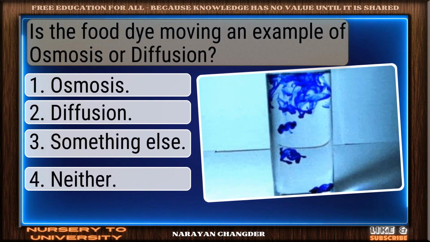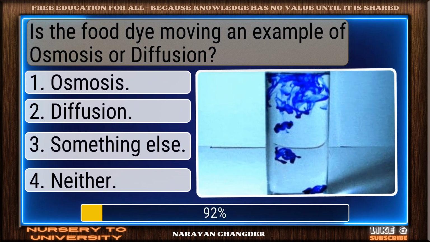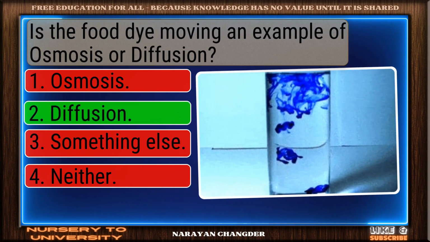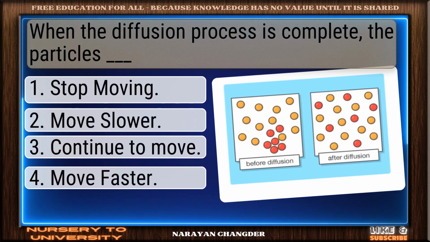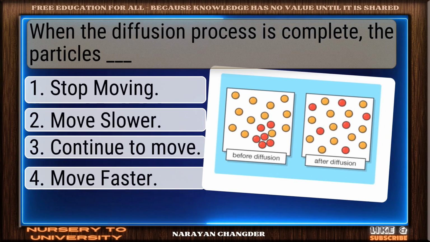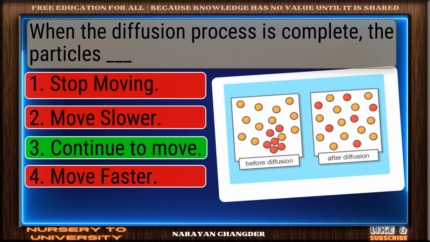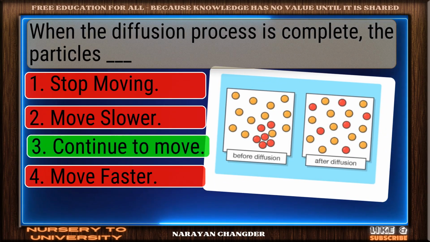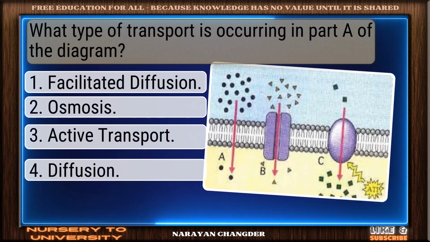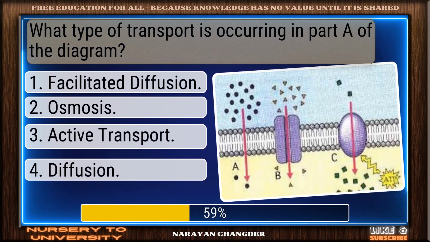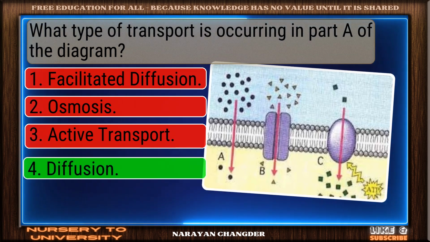Is the food dye moving an example of osmosis or diffusion? Excellent choice. Diffusion is the right answer. When the diffusion process is complete, the particles dash. Strong choice. Continue to move is the right answer. What type of transport is occurring in part of the diagram? You got it. Your choice diffusion is right.